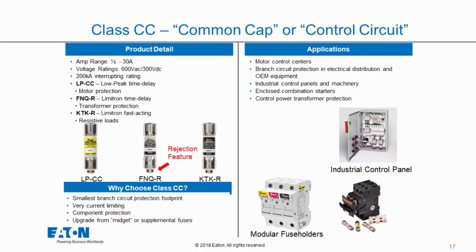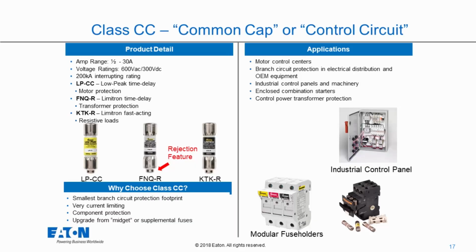So that last fuse on it, a KTKR, is our Limitron. It's our fast-acting fuse. So this fuse here is very good for resistive loads and any load that does not have any kind of inrush to it. So when we're talking a fast-acting fuse, basically what we're doing is we're taking away the overload portion of that fuse. So it does not do a very good job of absorbing those mild overloads that occur when you first start up the transformer or a motor.